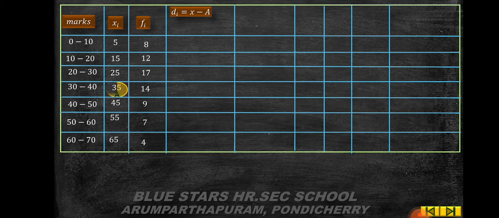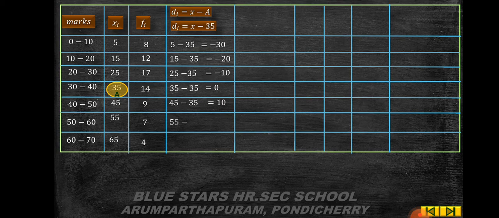Then next, di is equal to x minus a. Here a is equal to 35. So 5 minus 35 is equal to minus 30. 15 minus 35 is equal to minus 20. 25 minus 35 is minus 10. 35 minus 35 is 0. 45 minus 35 is 10. 55 minus 35 is 20. 65 minus 35 is 30.